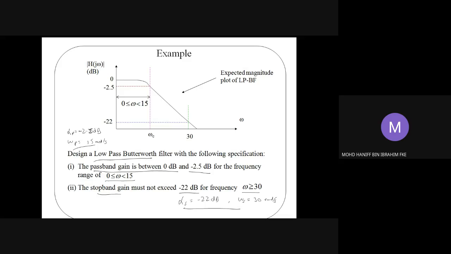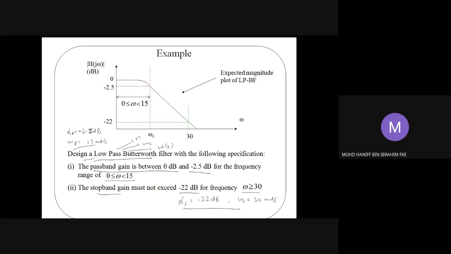So from here, you need to design the low pass Butterworth filter. The design means you have to find the order of the filter, find the cutoff frequency, and find the transfer function. That's what we mean by the design of a Butterworth filter.